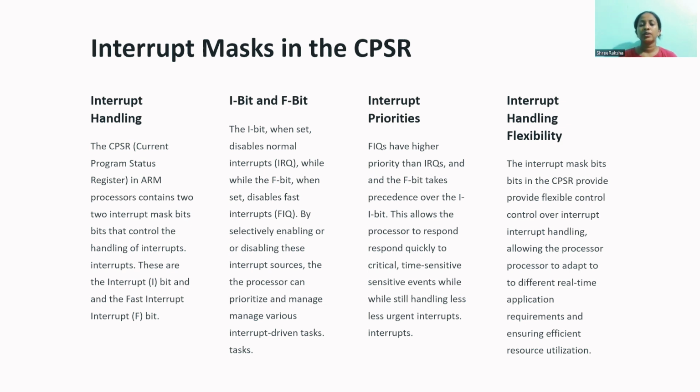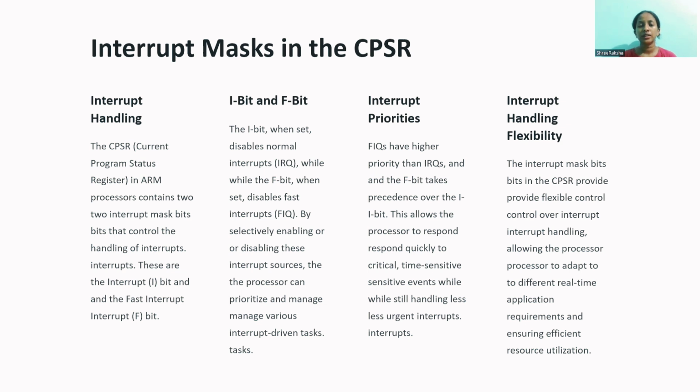When the F bit is set, the FIQ interrupt is disabled. When the I bit is set, the IRQ interrupt is disabled. By enabling and disabling the interrupt sources, the processor can manage various interrupt driven tasks.